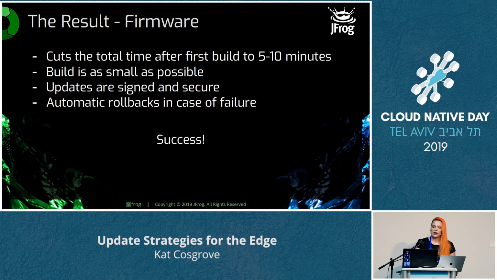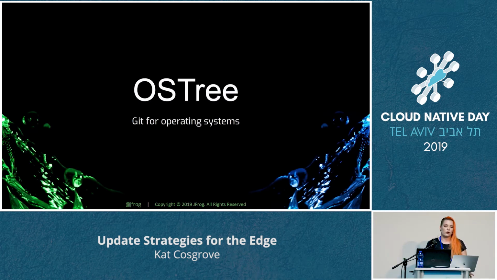So the result here is that we cut the total build time after the first build to just 5 to 10 minutes. That's built and deployed to the car. The build is as small as we could get it. The updates are signed and secure, and we have automatic rollbacks in case of failure. It can be used to update a system incrementally, and it supports rollbacks, just like we need.